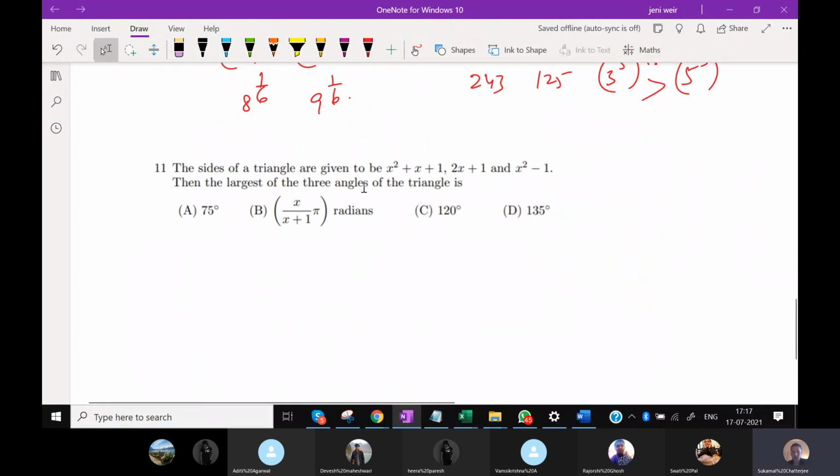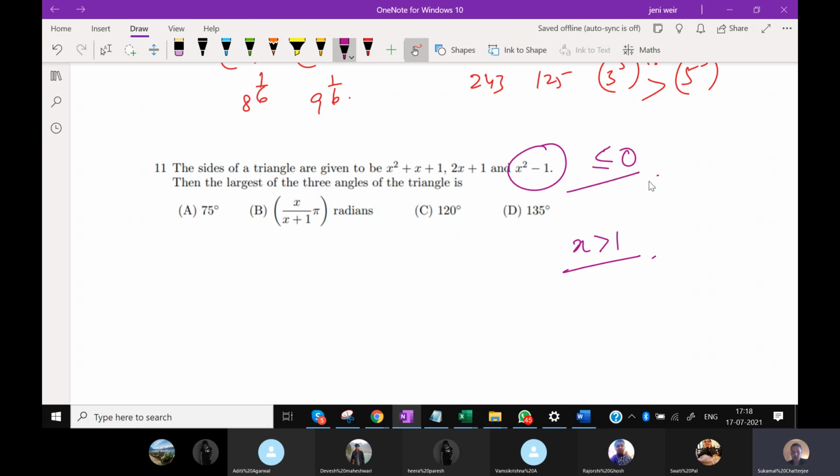Okay. The sides of a triangle are given to be x square plus x plus 1, 2x plus 1, and x square minus 1. Then the largest of the three angles of the triangle will be what? Now, looking at the sides, you should understand that x has to be strictly greater than 1, because if x is equal to or less than 1, this side will be 0 or negative, which means that the triangle will not exist. So x has to be strictly greater than 1.